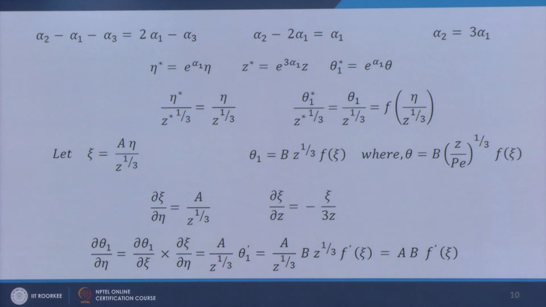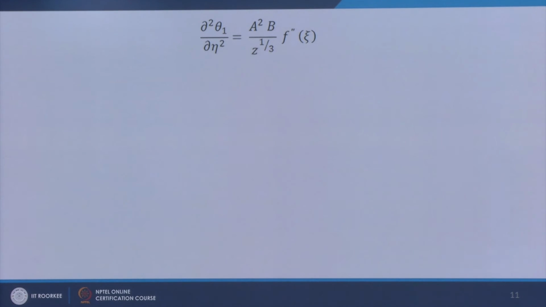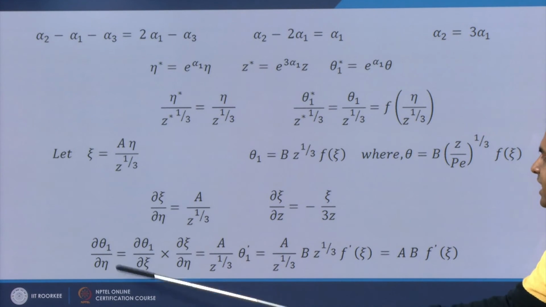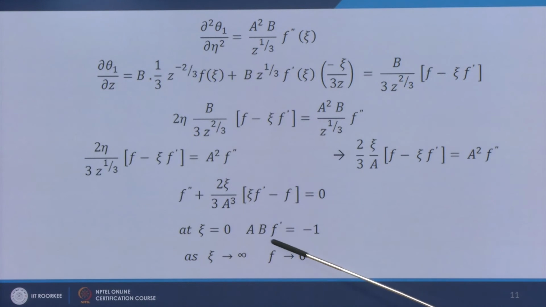So we have actually seen that here a b f dashed is nothing but del theta 1 by del eta, which is actually equal to minus 1. So a b f dashed is becoming minus 1. Okay. And obviously the other boundary condition, as zeta tends to infinity, f is becoming 0. Okay. So this is the equation, and we are having two boundary conditions over here.